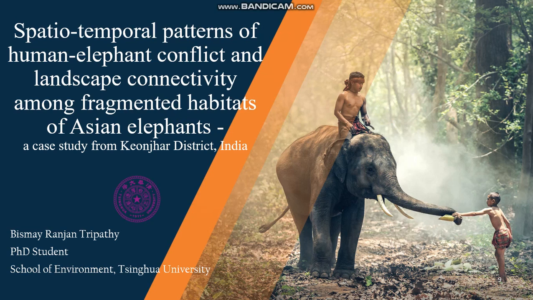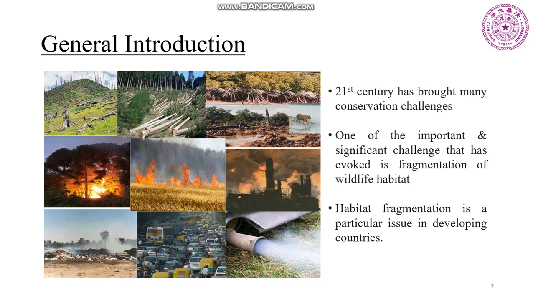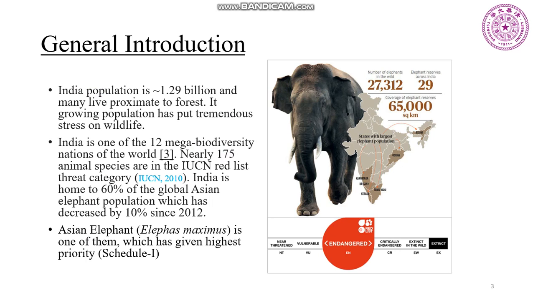So my topic is on the spatio-temporal pattern of human-elephant conflict and the landscape connectivity among their fragmented habitat. The 21st century has brought many conservation challenges. One of the major ones is habitat fragmentation, which is a particular issue in all the developing countries. So we'll talk about India, whose growing population has put tremendous stress on its wildlife.